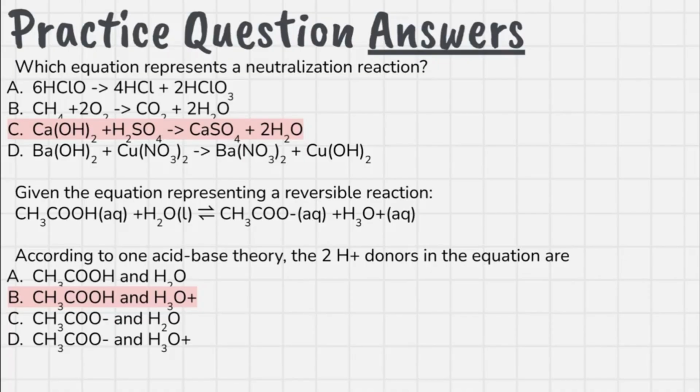The product of the equation in choice 2 is CO2, and the product of the equation in choice 3 is CaSO4. The answer is going to be choice 3 because it has CaSO4. CaSO4 is a salt because it includes a metal and a nonmetal, but CO2 includes two nonmetals.